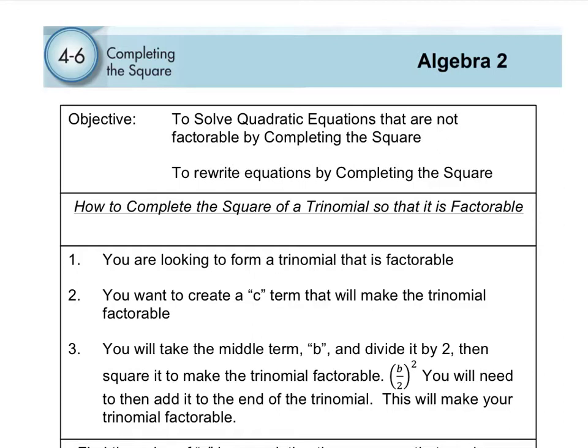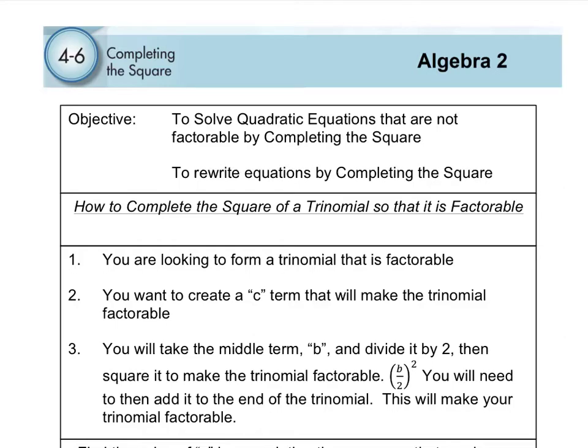Okay, but our objective of this section, there's two of them. We want to solve quadratic equations that are not factorable by completing the square. And then we want to rewrite the equations by completing the square. Okay, so how is it that we complete the square of a trinomial so that it is factorable?